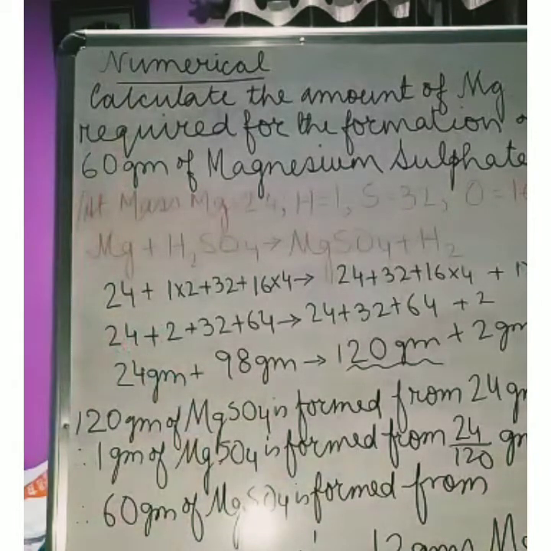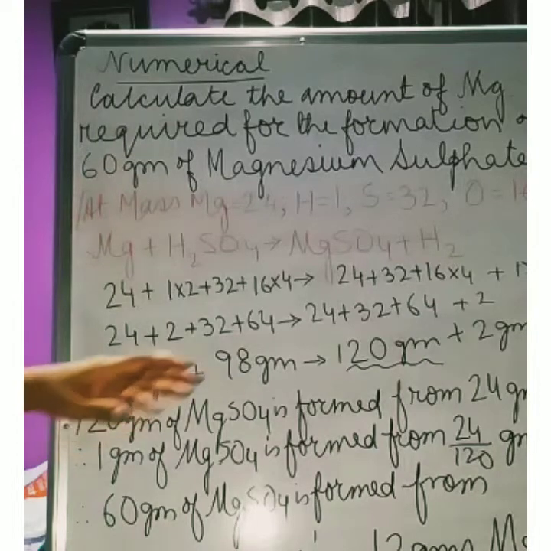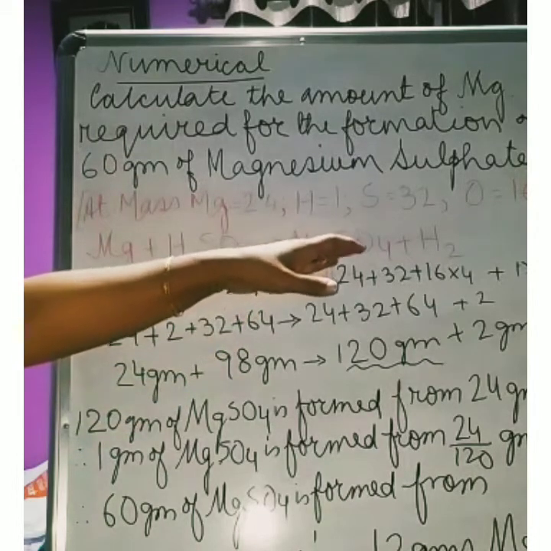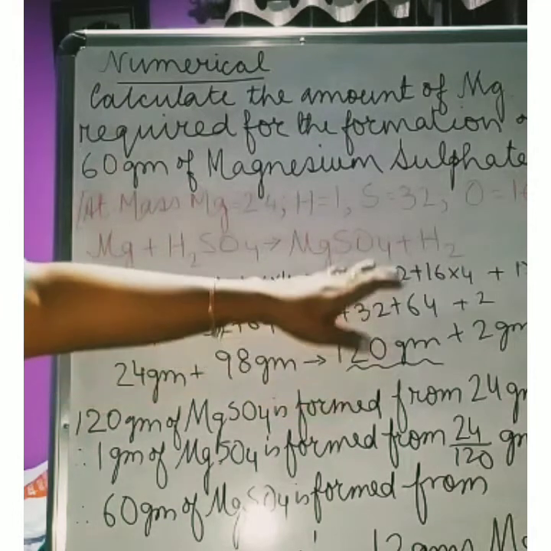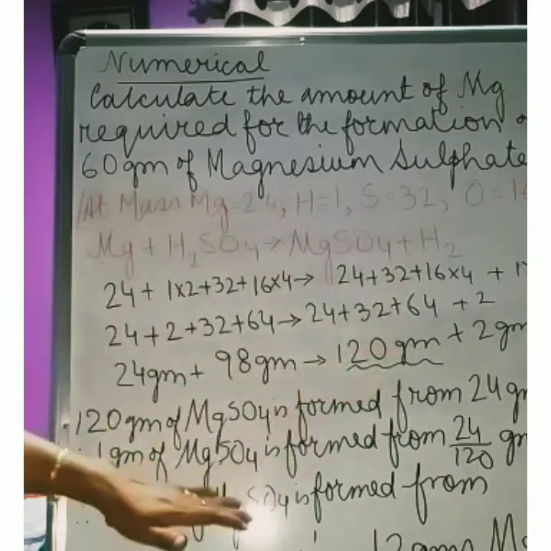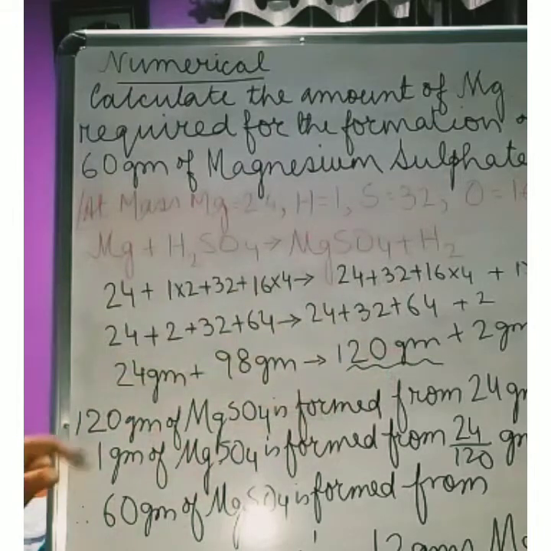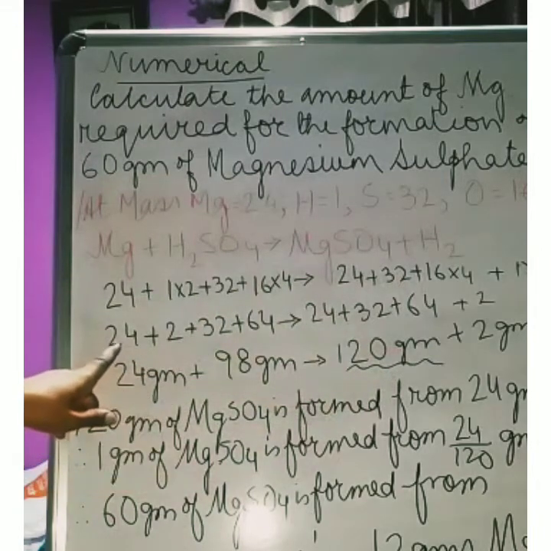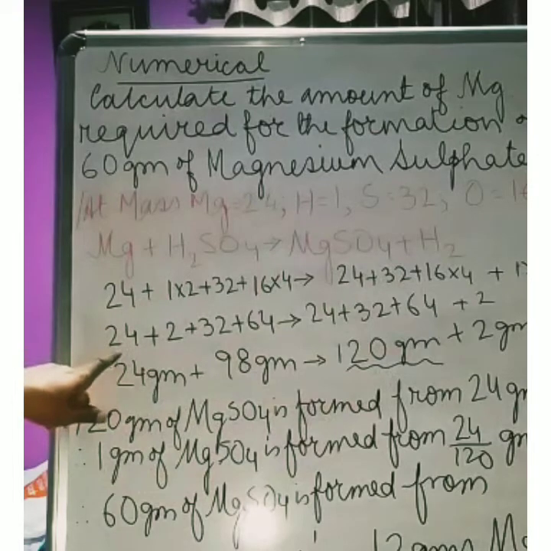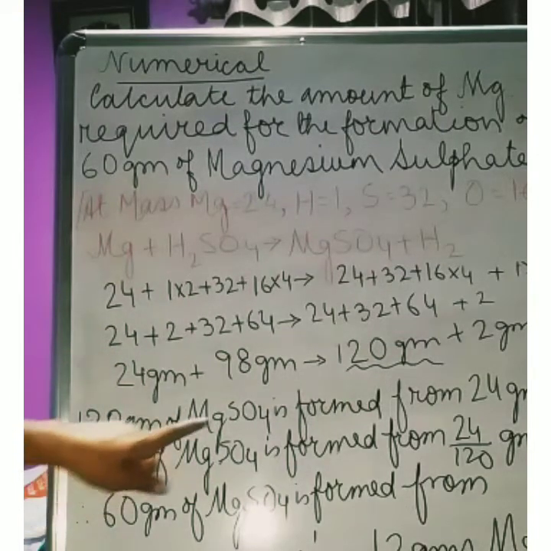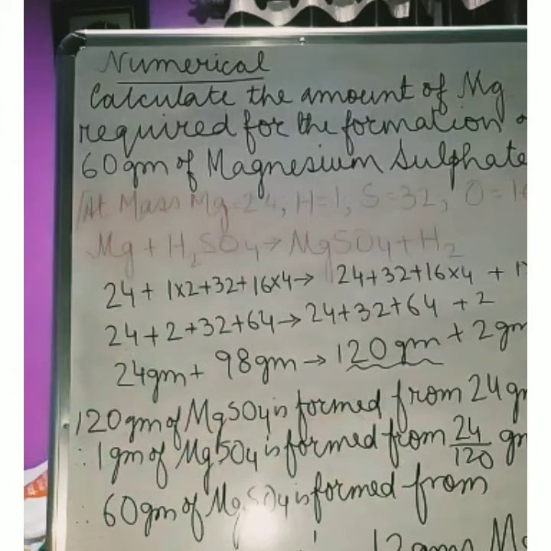Once more I repeat myself. You have to calculate amount of magnesium required for formation of 60 gram of magnesium sulfate. First of all, I need to calculate the atomic weight. I have taken out and it is 120 gram. Magnesium sulfate how much? 120 gram. So 120 gram of magnesium sulfate is formed from 24 grams of magnesium. So 1 gram, it will be less, so I have divided. So 60 gram, it will be more, so I have multiplied and my answer is coming to 12 grams. Thank you.